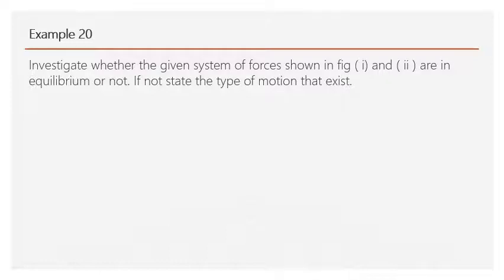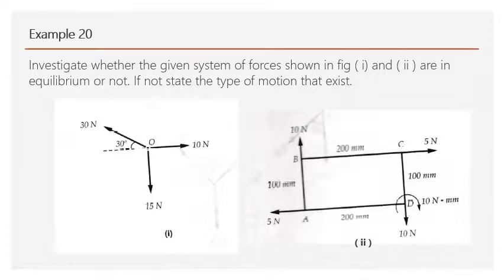Let's move on to the next problem. Interesting. Investigate whether the given system of forces shown in figures 1 and 2 are in equilibrium or not. This is figure 1. If not, state the type of motion that exists. Okay, so here 3 forces are acting. Next, let's see the next diagram. A rectangular block. Several forces are acting. So what is the condition to check whether the given system of forces are in equilibrium or not?